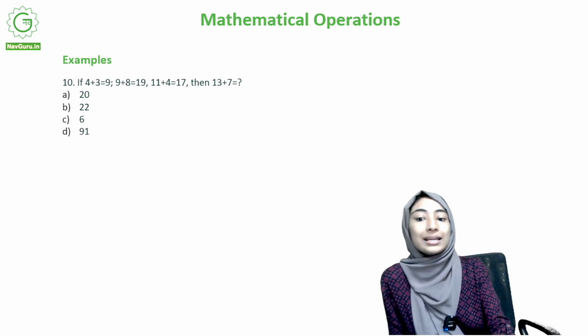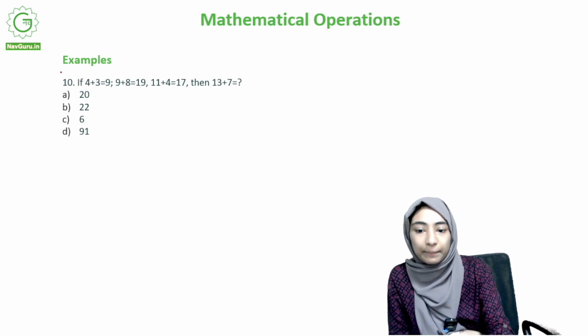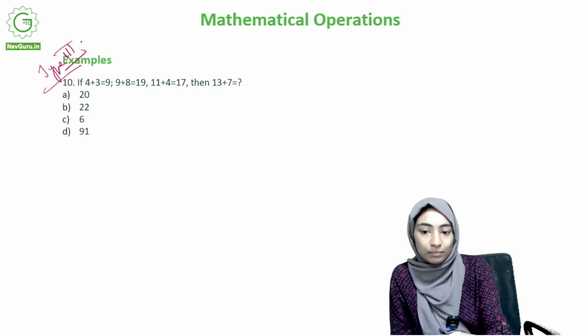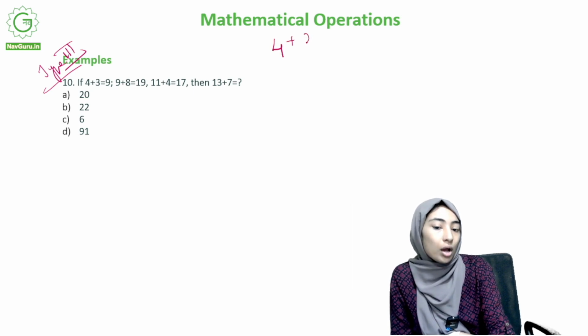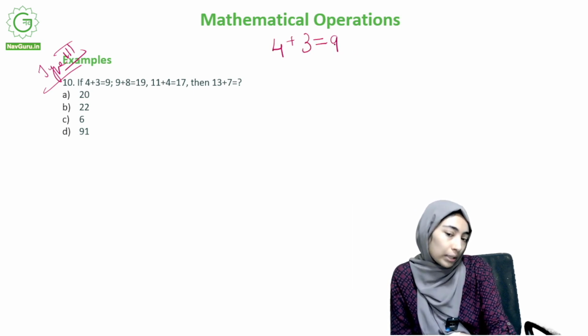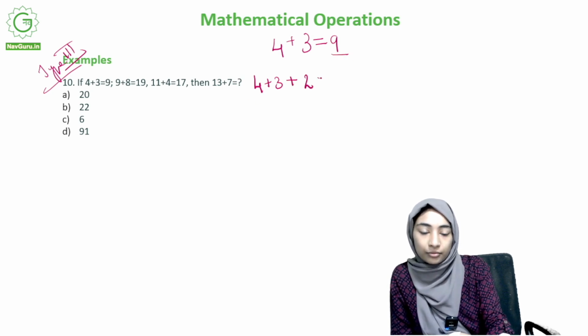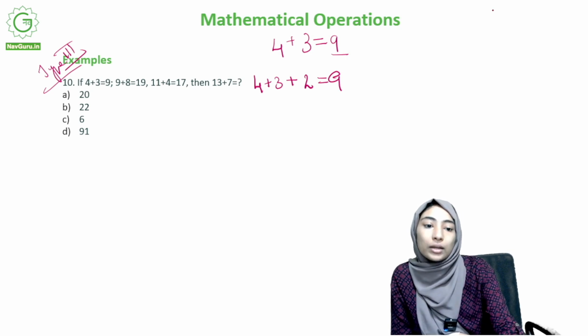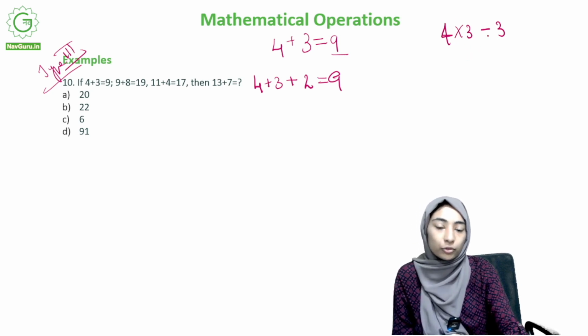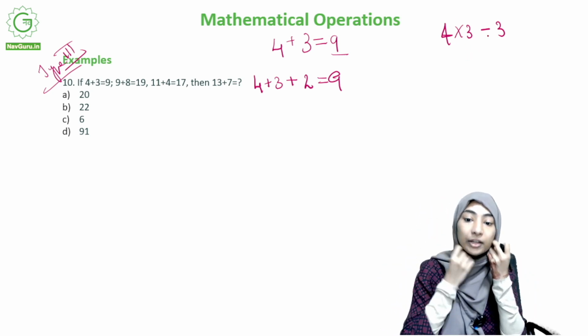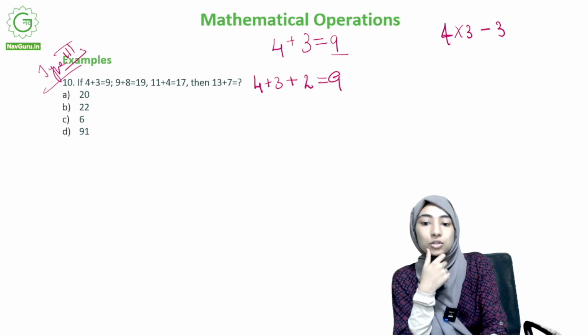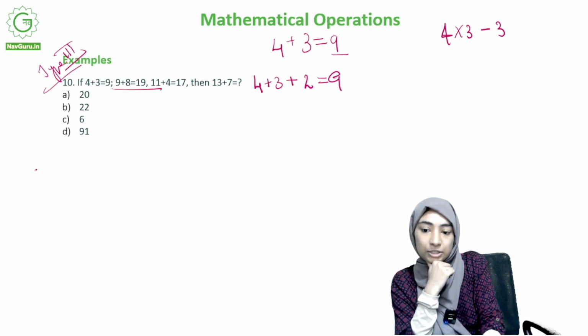If 4 plus 3 is 9, so again this was our type 3, where you need to figure out, you need to decode the symbol. Is 4 plus 3 actually 9? No. But how do you get 9 from 4 and 3? There are two things. You can either do 4 plus 3 plus 2, which is 7 plus 2, 9. Or you can do 4 into 3, 12, minus 3, which is also 9. Now, we need to find out which of these is right.